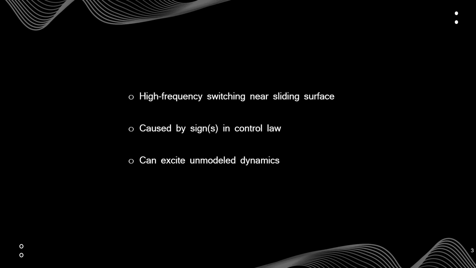Chattering happens when the control switches very rapidly between positive and negative values. This comes from the sign(S) term in the sliding mode controller. This rapid switching can excite unmodeled dynamics and wear out mechanical parts.